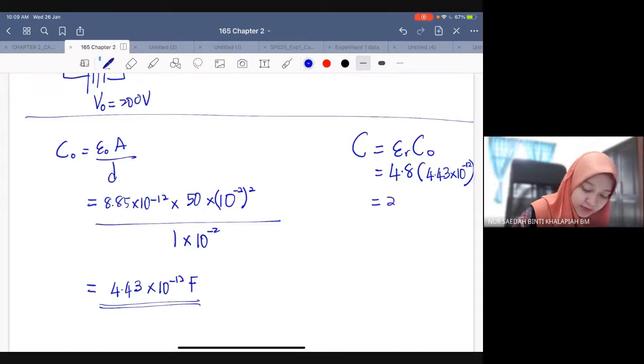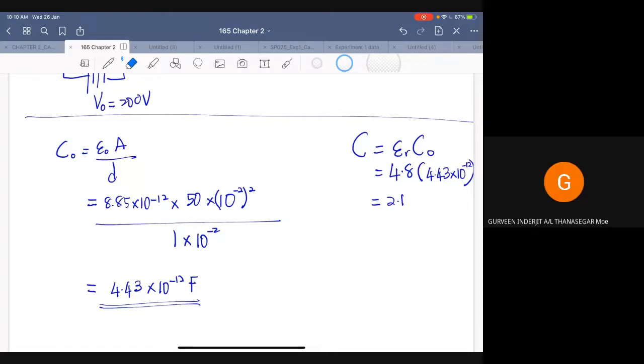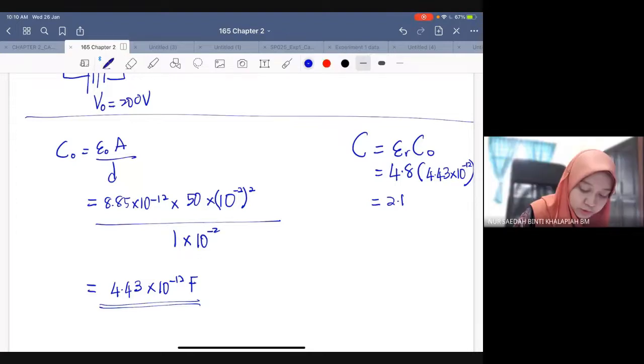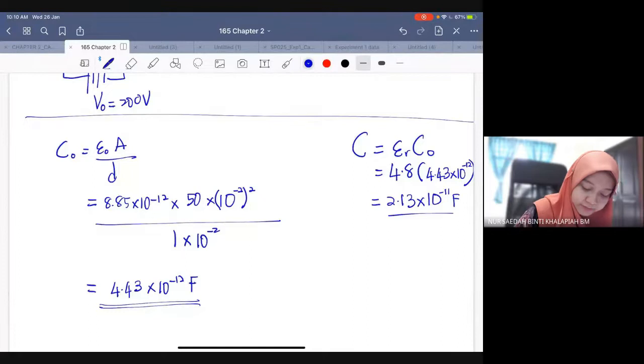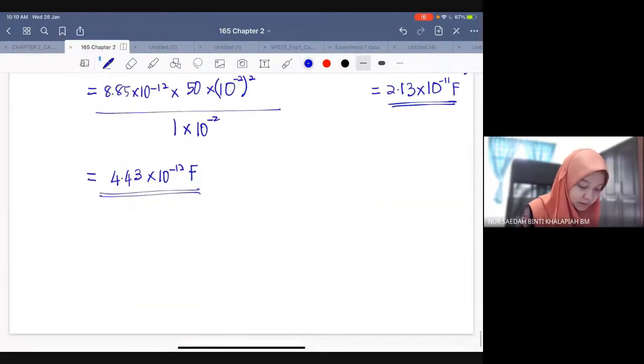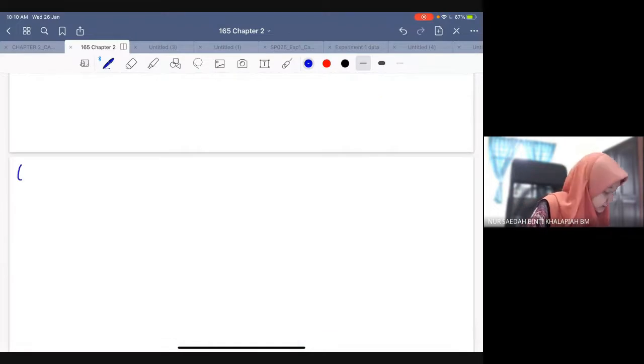2.1 kan. Korang punya kalkulator, betul? 2.1 berapa? Dua point 1264. So 13 eksponen tu korang akan dapat negatif 11. Negatif 11 farad. Okay, so itu untuk A. Next B.